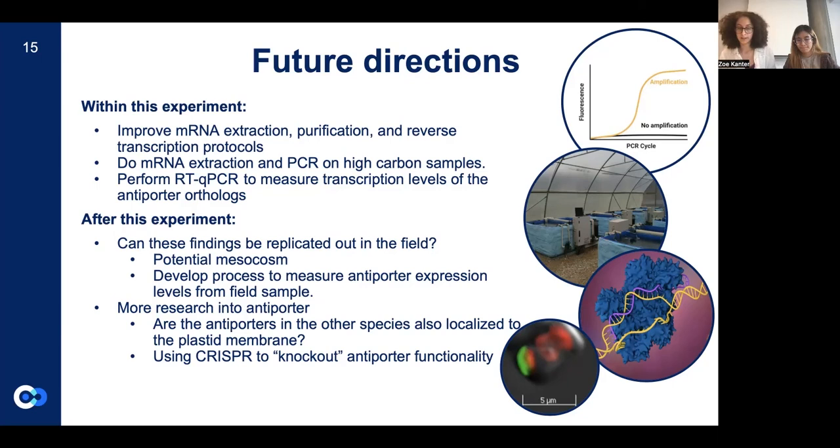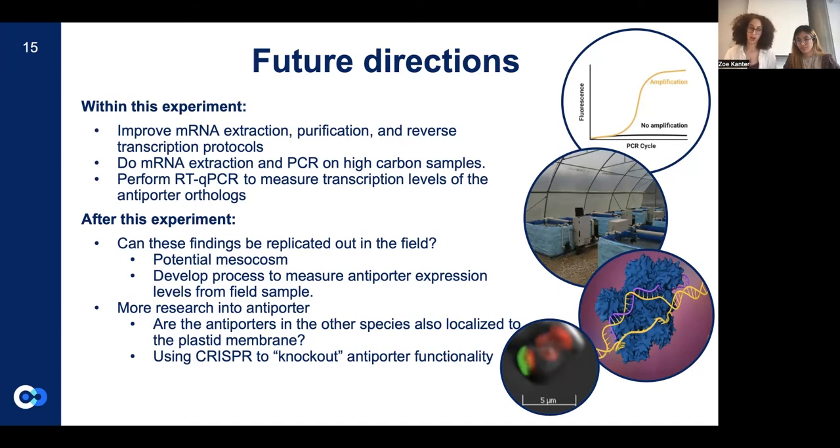After this experiment, we would still have more directions to go in because we'd love to find if these findings could be replicated out in the field through a potential mesocosm experiment. But that would involve developing a process to measure antiporter expression levels from a field sample, which would be much harder because instead of just having one species of diatom in a carefully controlled reactor, it would be the ocean with all sorts of different species of organisms.